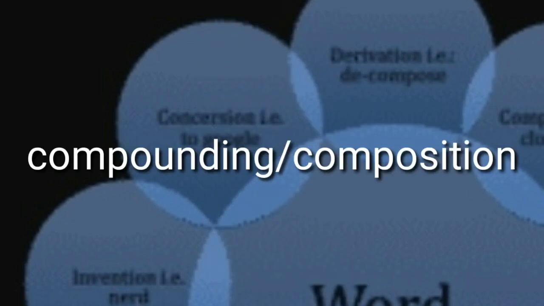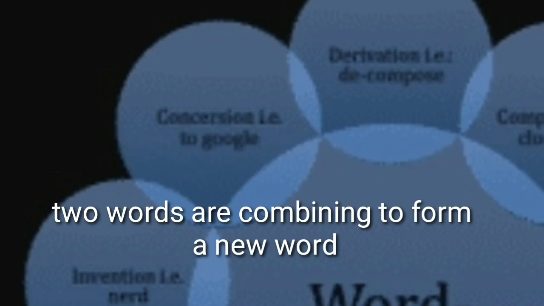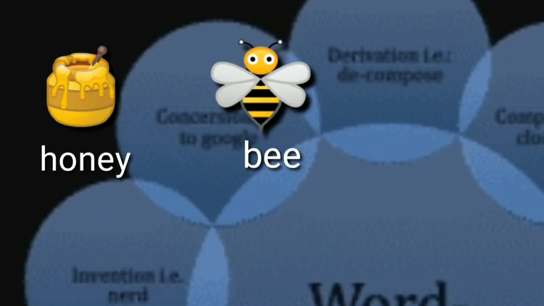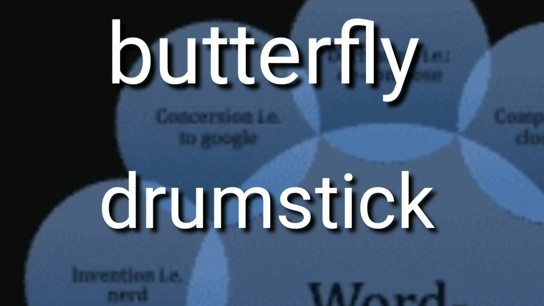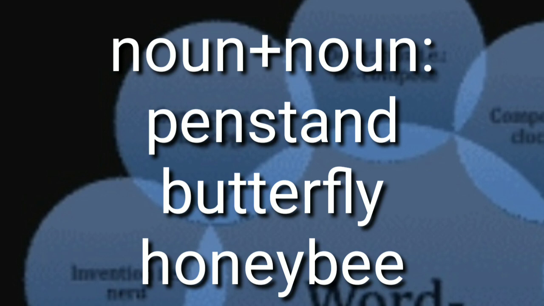Then the second process, compounding or composition. In this process, two words combine to form a new word. These express their meaning from their components. For example, honeybee, butterfly, drumstick, etc. Let's know something more about this process. When two nouns are combined, we get honeybee, butterfly, pen stand, etc.